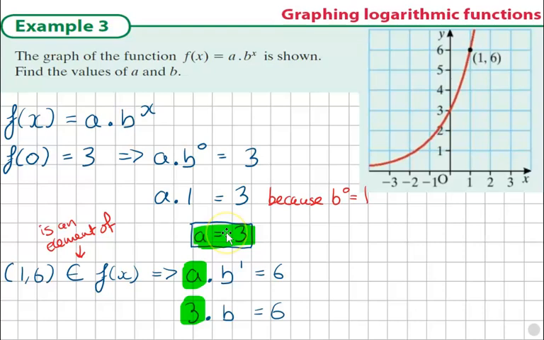We also know that a is equal to 3. So we replace a with 3. So we have 3 multiplied by b is equal to 6. So 3b is equal to 6. So b is equal to 6 over 3. So b is equal to 2.